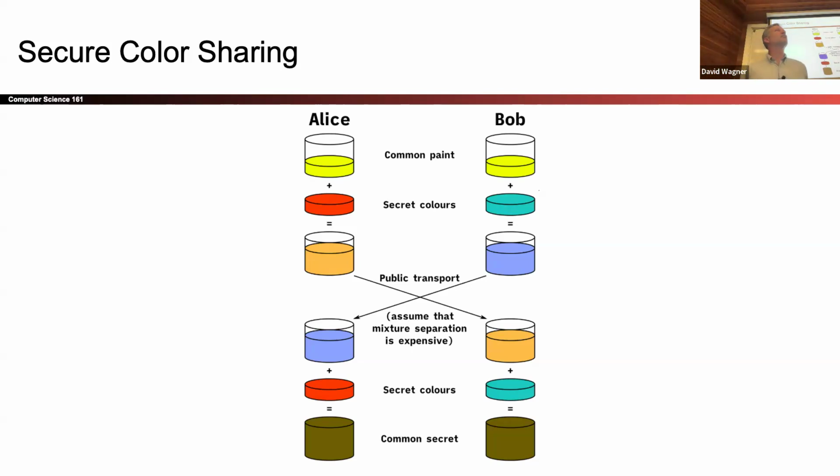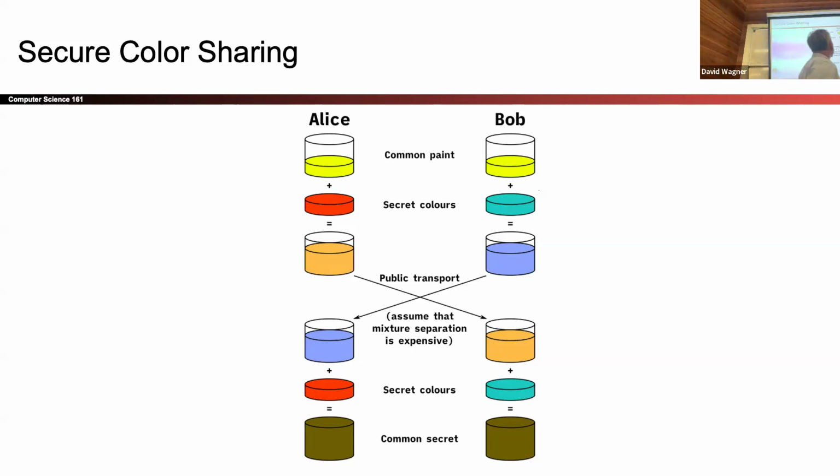They have a common starting point. There's nothing secret about the starting point. Yellow. Everyone knows that they start from yellow. And Alice is going to mix yellow plus her secret color, yellow plus red. And the mixture there is going to be some orange brownish thing, let's say, and send a can of paint to Bob through the mail with that mixture, that orange brown color.